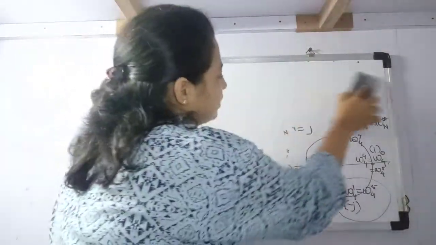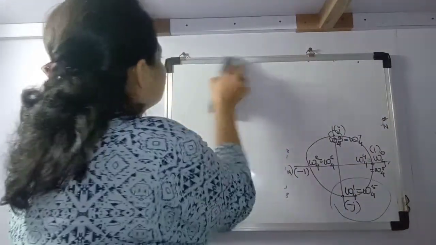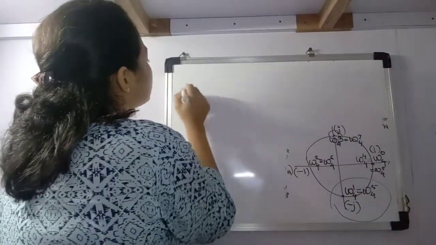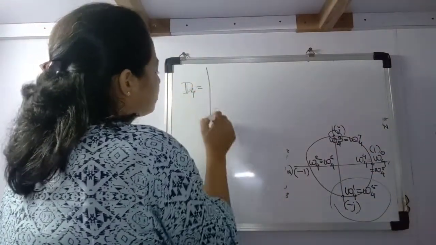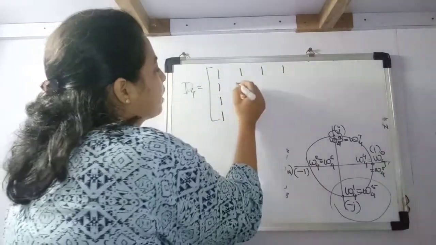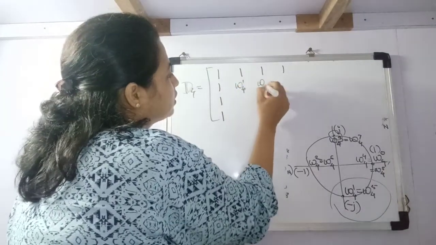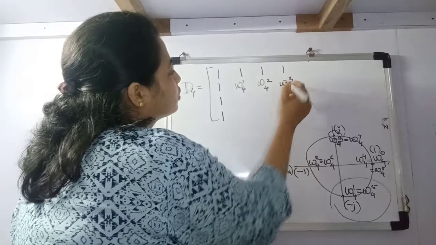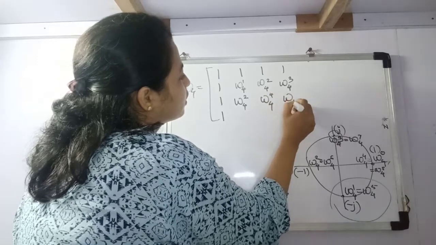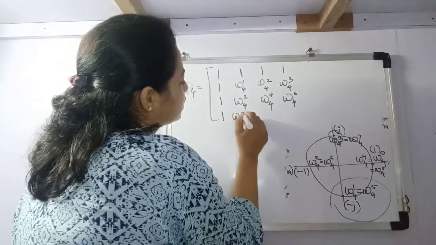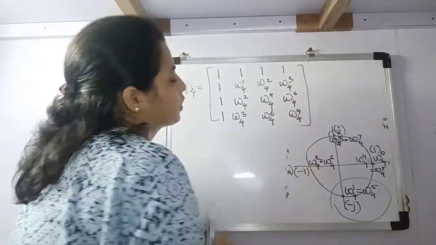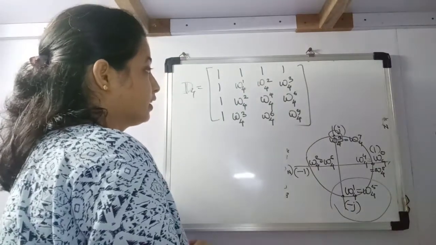So I need this circle here. I'm keeping this circle. So D4, what was D4? 1 1 1 1, and then again 1, with powers omega 4 raised to 1, 2, 3, then 2, 4, 6, then 3, 6, 9. Now here we can change those values.